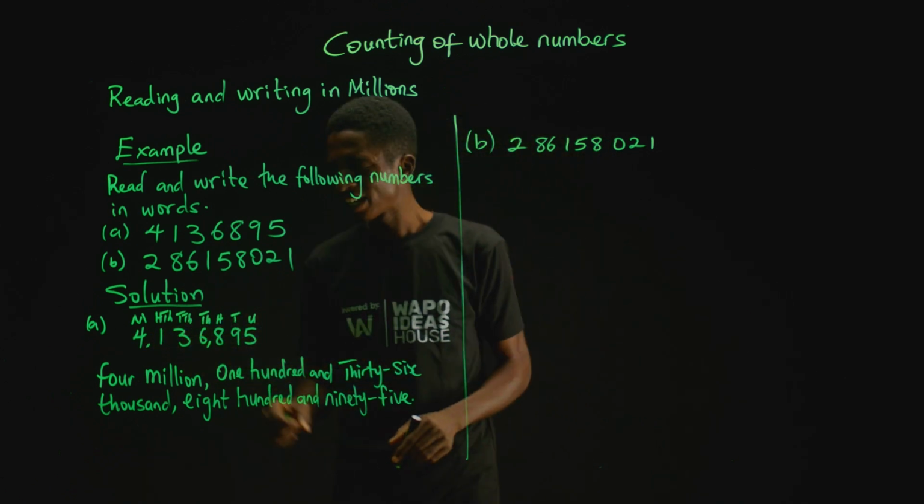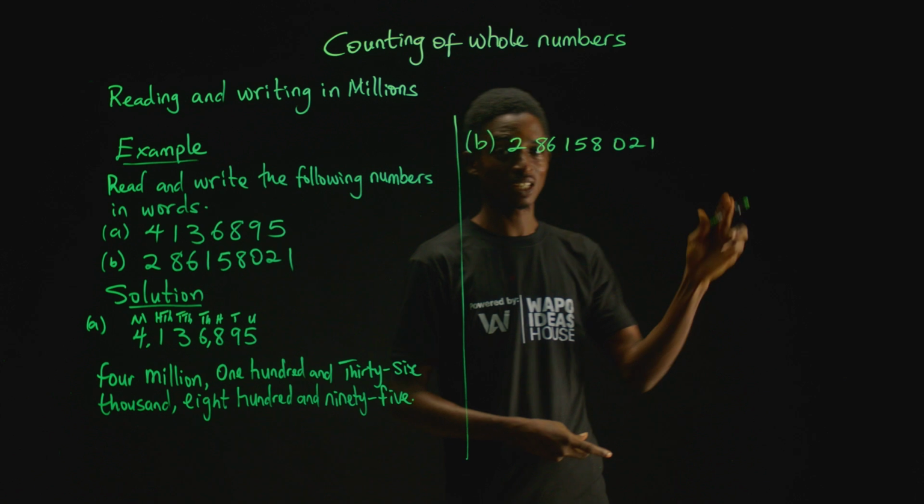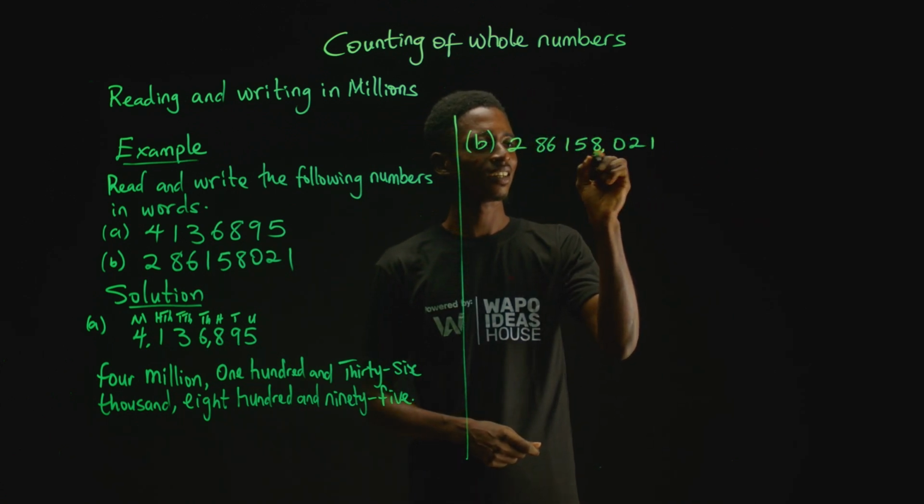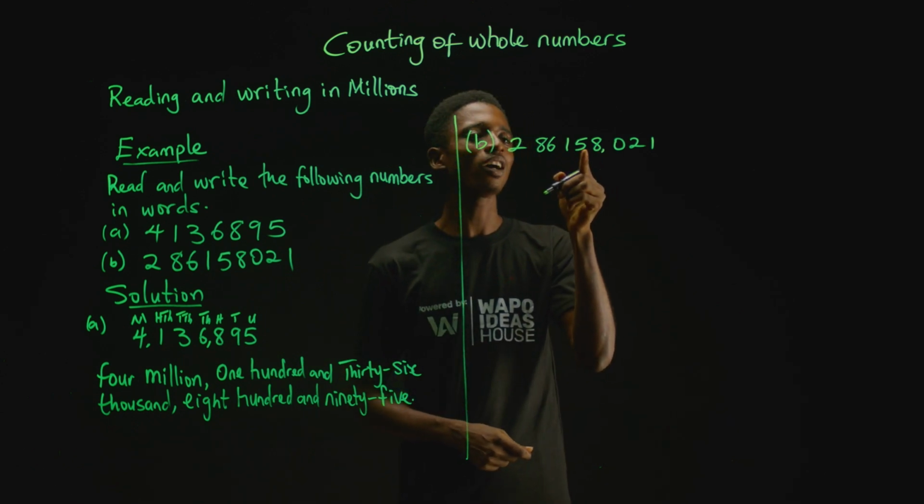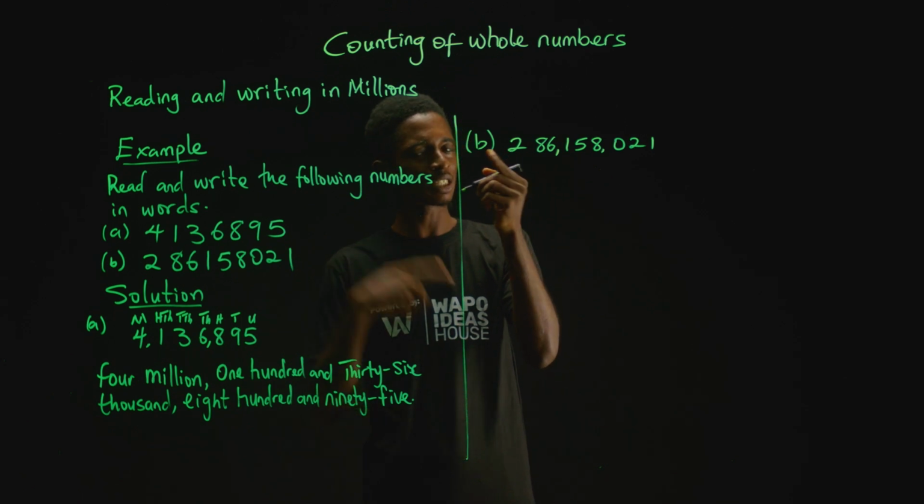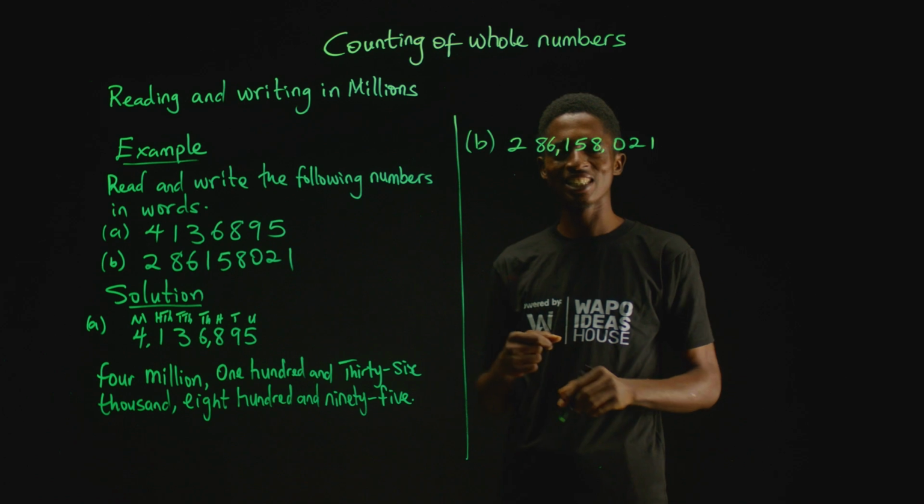So like we did here, the first thing we do is to split it into 3 groups each, starting from the right. So 1, 2, 3, comes the comma. 1, 2, 3, another comma. 1, 2, 3. So since there's nothing left, we leave it like this. So we have 3 groups in this number.